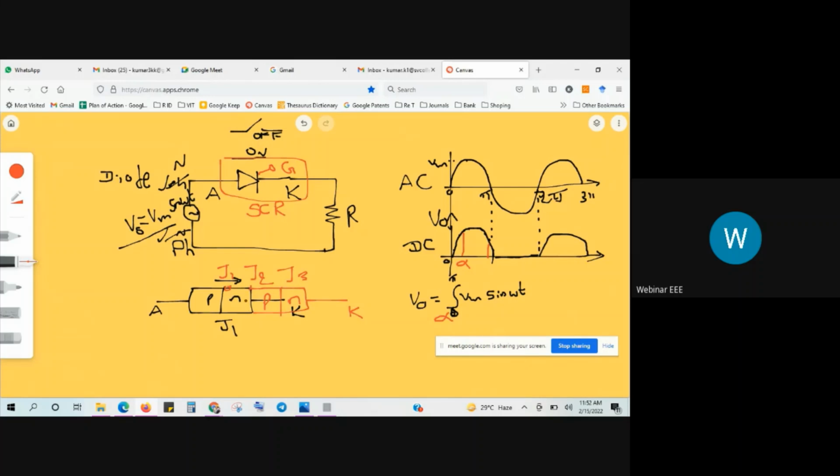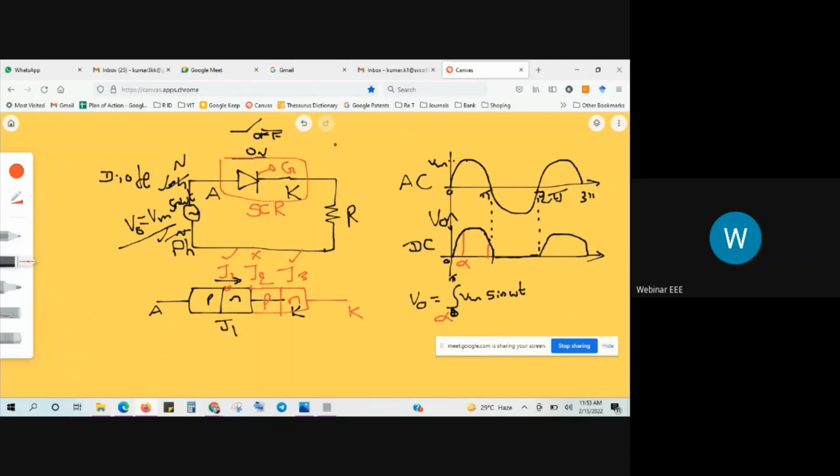P to N is forward bias condition. If you give positive supply to the anode, P to N is forward bias condition. So junction J1 is forward biased. Here, observe J3. This is also P to N. Junction J3 is also forward biased, but junction J2 is N to P, so it is not in forward bias condition. So what is our aim? To get the controlled output voltage. To get this controlled output voltage, I am adding one terminal, that is the gate terminal.